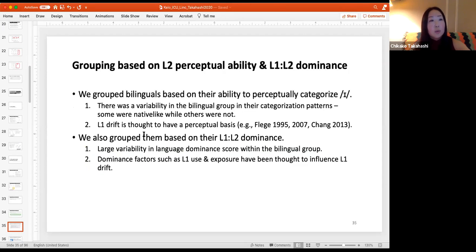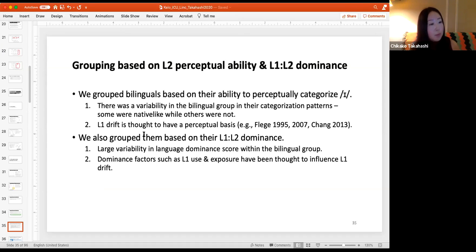So using that information, I did another grouping. This is a grouping based on L2 perceptual ability and L1, L2 dominance score. Since there was variability in the bilingual group in their categorization patterns, and also L1 drift is thought to have a perceptual basis, we grouped bilinguals based on their ability to perceptually categorize it.